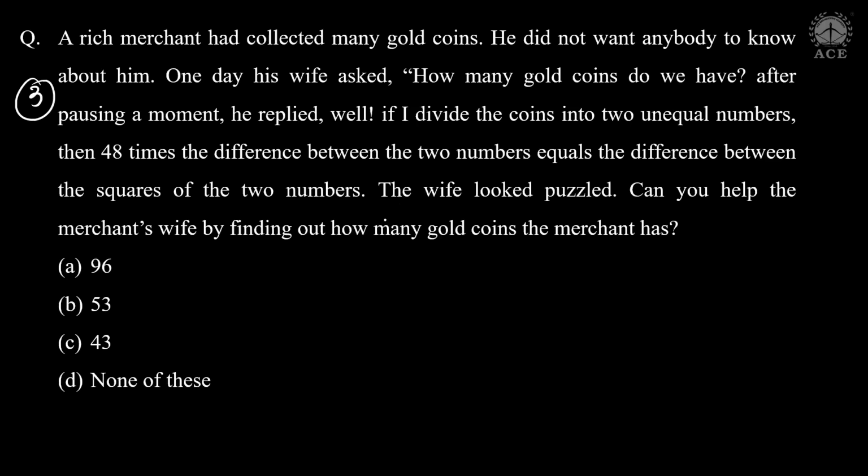Here, if you go to this question, my dear friends, read the entire data properly. Such a good question. A rich merchant, a rich businessman, had collected many gold coins. He did not want anybody to know about how many there are. One day, his wife asked, "How many gold coins do you have?" After a moment, he replied, "If I divide the coins into two unequal numbers, then 48 times the difference between those two numbers is equal to the difference between the squares of the two numbers." The wife looked puzzled and didn't get the answer. You have to help the merchant's wife find how many gold coins the merchant has.